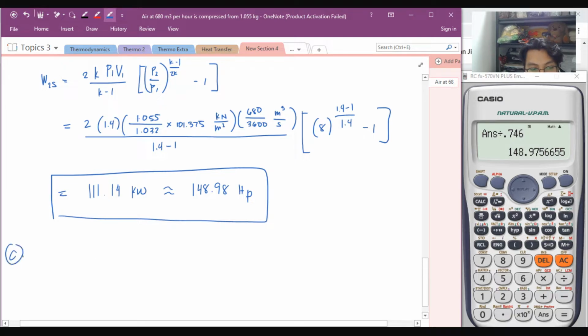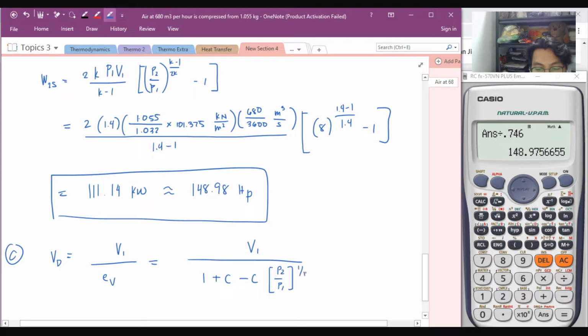So, letter C, dun ko ulit kukunin. So, VD of each cylinder, bore ends. Okay. So, VD is V1 divided by EV. That is equal to V1 divided by 1 plus C minus C multiplied to P2 over P1 raised to 1 over K. Wala naman tayo intercooling pressure, kaya okay lang yan.